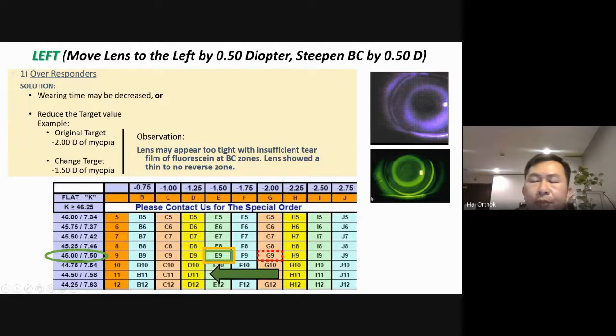What we do when we move the lens to the left is we only release the base curve, or the treatment zone, making it less flat by half a diopter, and the reverse zone changes accordingly. We keep the alignment curve of the lens the same. That is why it's still 45, and the periphery is still the same. Some practitioners will allow the patient to wear the lens every other day if they have only half a diopter of over responding and they have 20/20 vision in the evening.